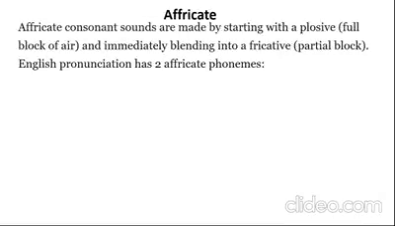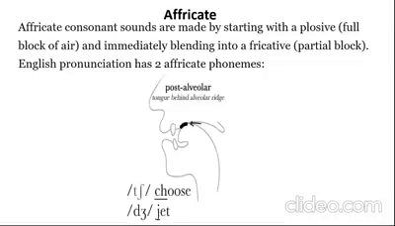Affricate. Affricate consonant sounds are made by starting with a plosive, full block of air and immediately blending into a fricative, partial block. English pronunciation has 2 affricate phonemes. These are cha and ja, and both of them are post-alveolar sounds, where the tongue touches behind the alveolar ridge. So cha, choose, ja, zed.